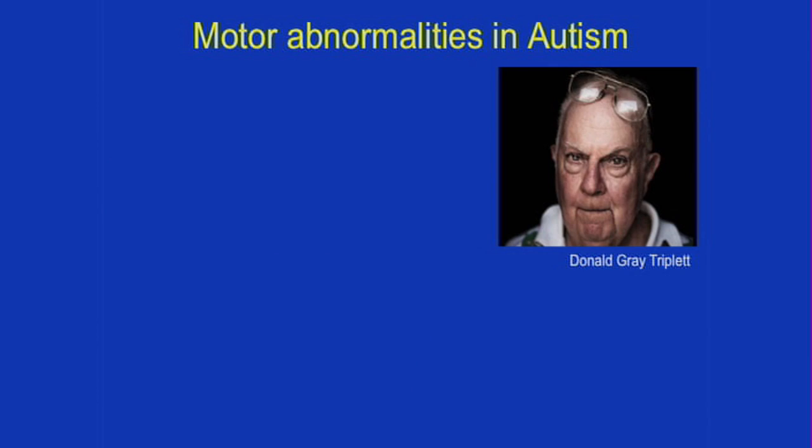All right, so motor abnormalities in autism. Not really emphasized by Leo Kanner yet. Anybody here know who Donald Gray Triplett is? I know people here know who Donald Gray Triplett is, right? He was Kanner's first case. He is number one. And so there was an article about him that was really interesting in The Atlantic, I believe it was, about 3 years ago. And it talked about this sort of day in the life with Donald Gray Triplett.